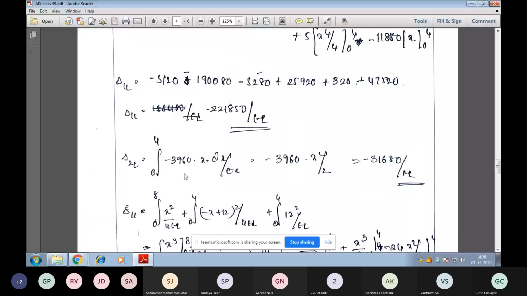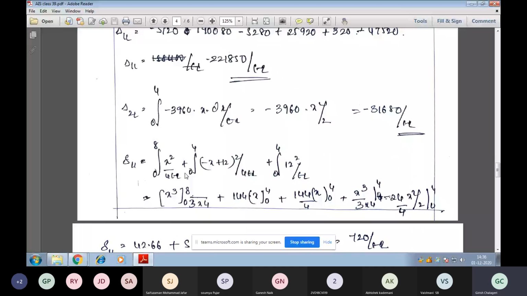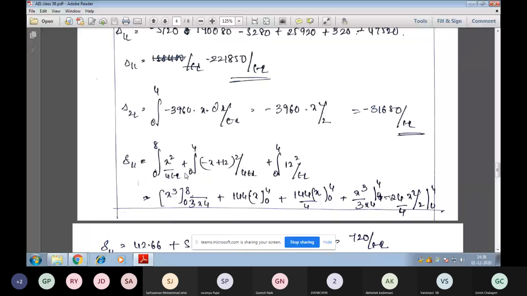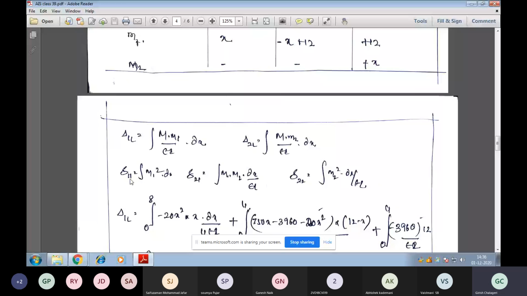Next, we got capital deltas. Now small delta. We can see here how we get the equation for small delta. Small delta 1 1 equals m1 square, that is m1 into m1 dx by EI. Then delta 1 2 or 2 1, we get integration of m1 into m2 dx by EI. Finally, the last integration, that is small delta 2 2, we get integration of m2 into m2 dx by EI.